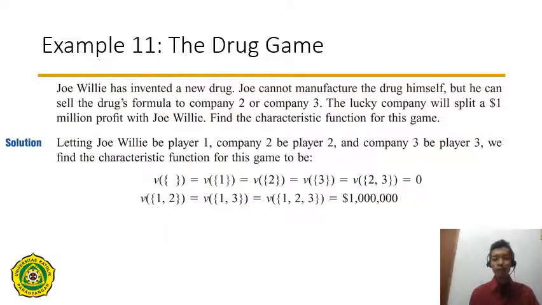So we have learned how one imputation may dominate another imputation. Based on that, we know that the solution of the game contains all the imputations that are undominated, or cannot be dominated by any other imputation. So let's apply that to the drug game here. In this example, we are going to find the core of this game.